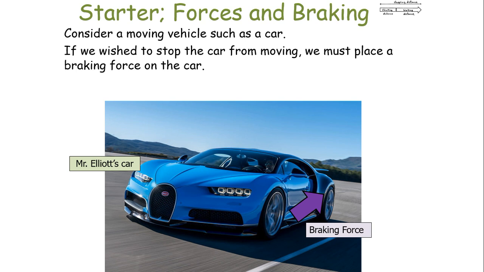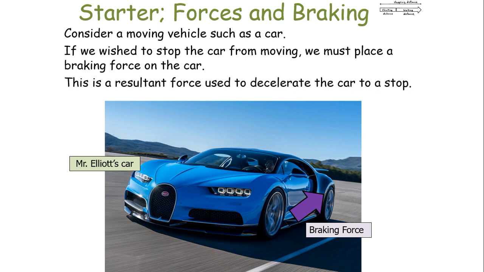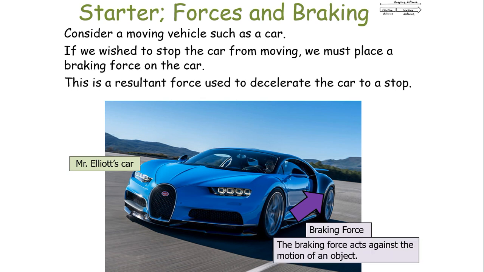If we wish to stop the car from moving, we must place a braking force on the car. Now this is a resultant force used to decelerate the car to a stop. Now remember, a braking force acts against the motion of an object. So in this example, for a car, the braking force is going to come from the frictional force between the brakes and the wheel and the air resistance.